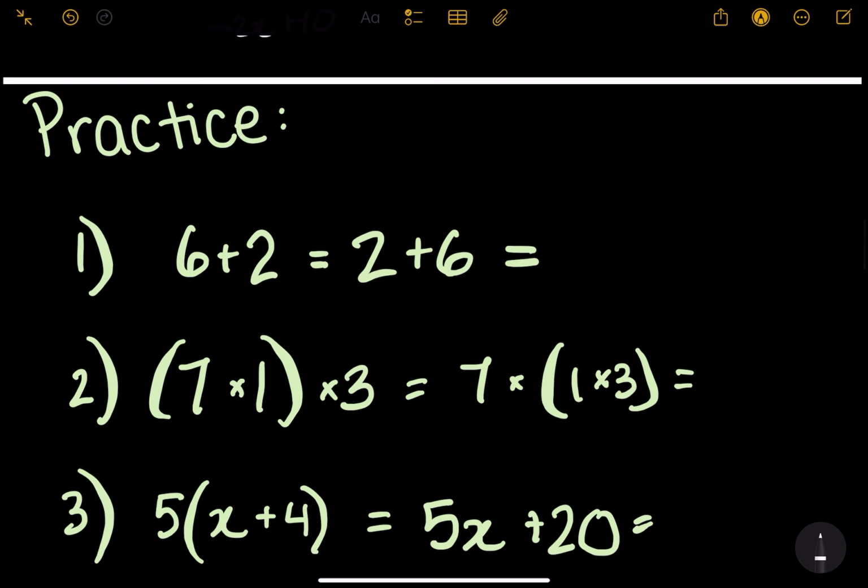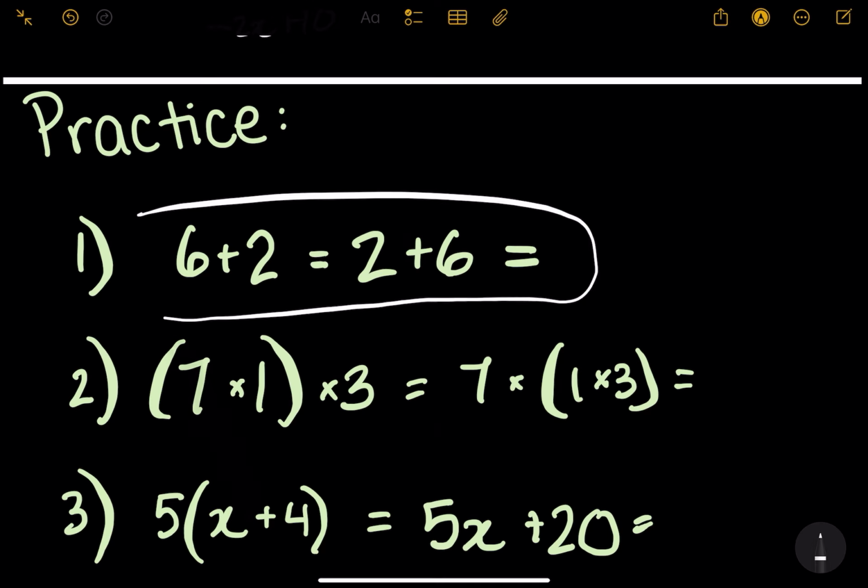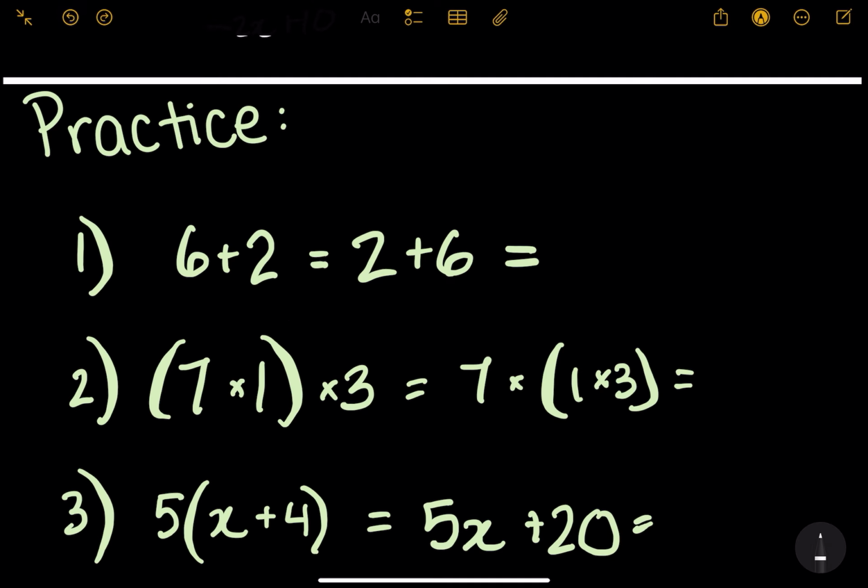Pause the video and try these on your own. Identify what each thing is showing us: is the equation showing us the commutative, associative, or distributive property? Pause the video, try it on your own. I'm going to tell you the answers now.